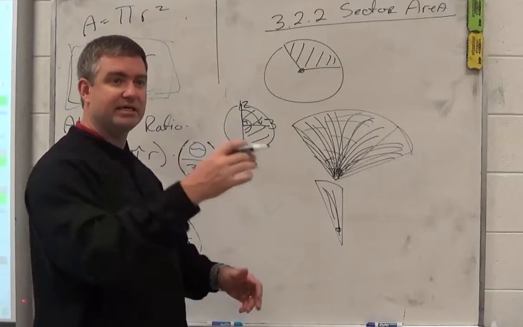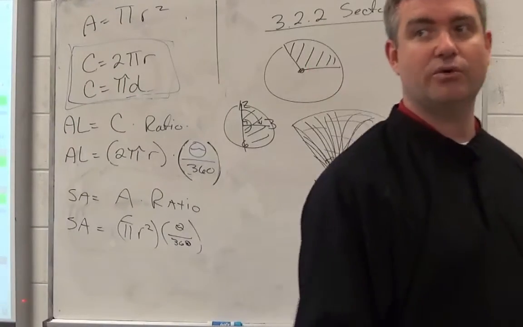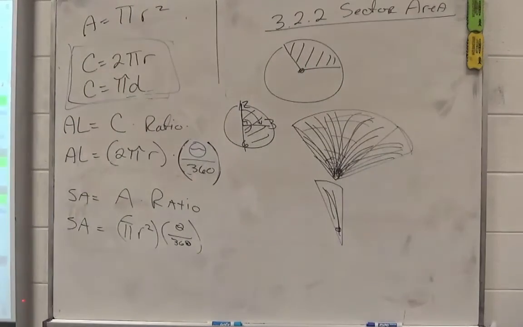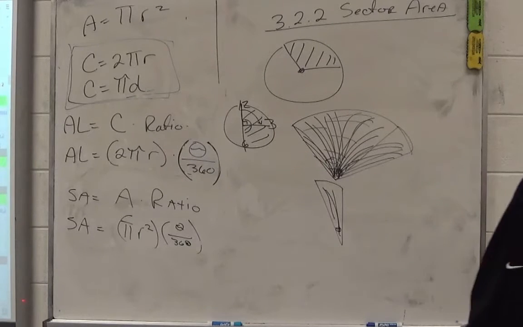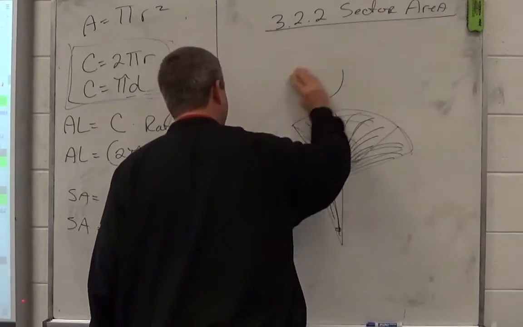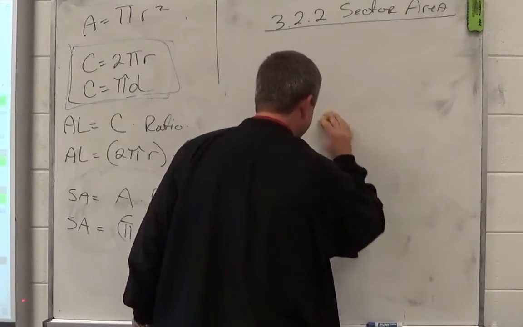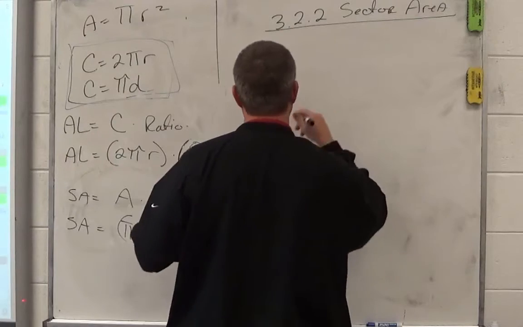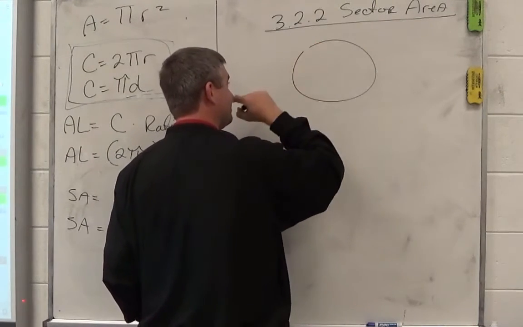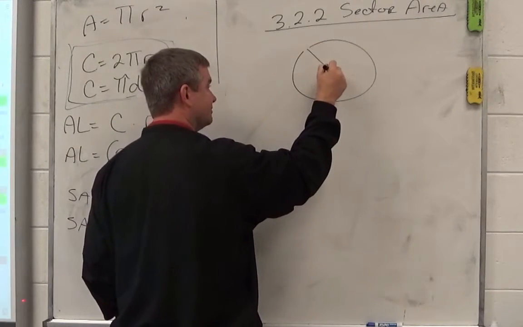I like that one because it's in motion. Sectors don't always have to be static. It can be the sweep of something, or it could be a light, right? A beam of light coming out of a headlight would be a sector, okay? So I want you to think about that as we do some of these problems. All right, so the goal for the day is to be able to find sector area. So let's do an example of sector area.